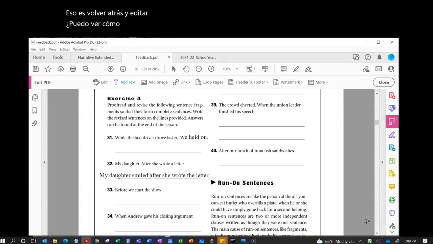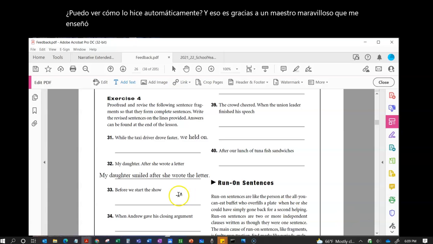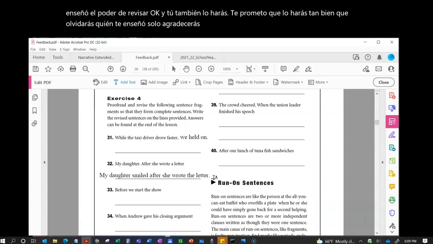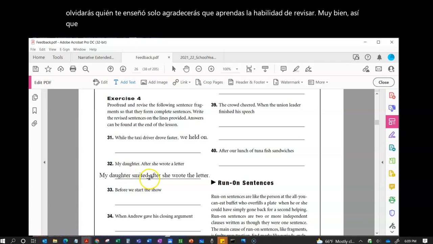And that's because of a wonderful teacher that taught me the power of revising. Okay, and you will do it too. I promise you, you will do it so well that you will forget who taught you. You will just be appreciative that you learned the skill of revising. All right, so it was missing a predicate. It was missing a verb, an action. My daughter smiled after she wrote the letter.